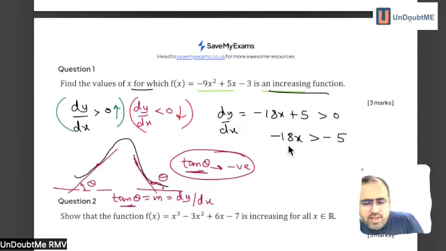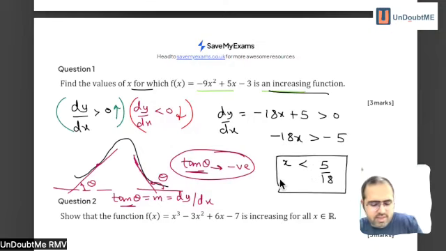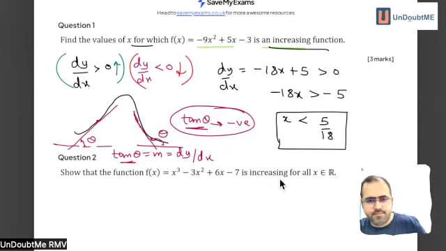So now you see that we have minus on both the sides. So we'll divide by minus 18 on both the sides. So I will get x less than 5 by 18. Whenever we are multiplying or dividing by a negative sign, the sign of inequality will be changed. So x less than 5 by 18 is the correct answer. Wait, so we don't do that in the beginning itself? No, we have to first differentiate and then we have to do it.